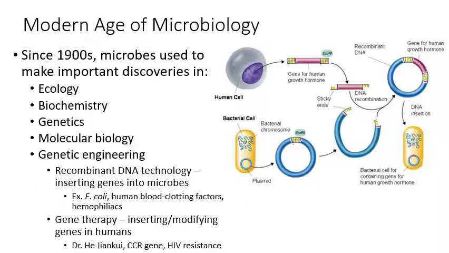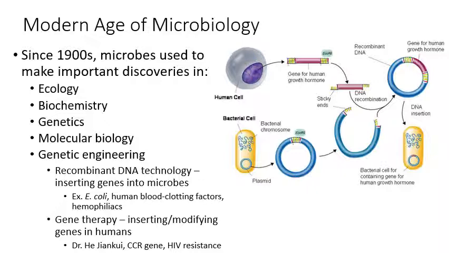So that's basically the history of microbiology. In the modern era, in the 1900s and up till now, microbes were used to make all types of discoveries in so many different fields related to biology, primarily ecology, biochemistry, genetics, and molecular biology, and they've been used in the technology of genetic engineering. We're going to get a little bit more into that genetic engineering technology later in the semester, but you can do a bunch with microbes.